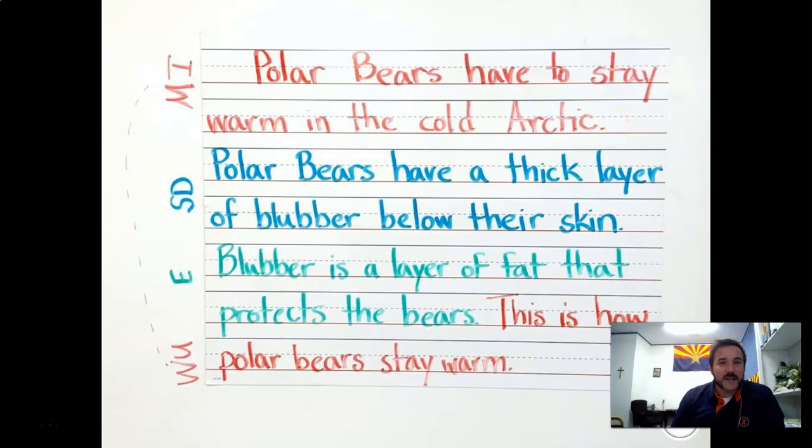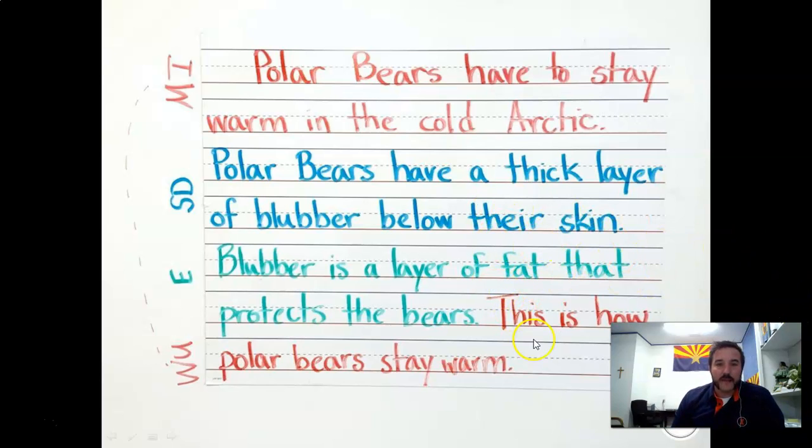Now you need these supporting details, and E stands for evidence, which is another reason why you're talking about polar bears that have to stay warm in the cold Arctic. But it's all talking about this main idea. Notice they did not indent other sentences, only the topic sentence. Polar bears have a thick layer of blubber below their skin. Yep, still talking about how polar bears have to stay warm in the cold Arctic.